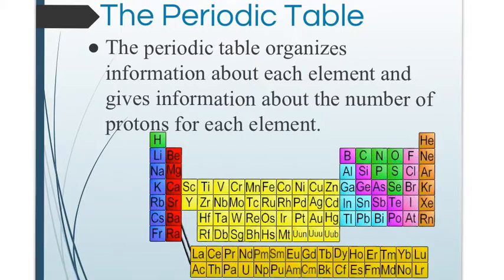The periodic table, if you've heard of it or maybe seen it, organizes the elements. So each of these are elements, but remember, elements and atoms are interchangeable. It's going to give us some information about the elements, the atoms, and how many protons we find in each element.